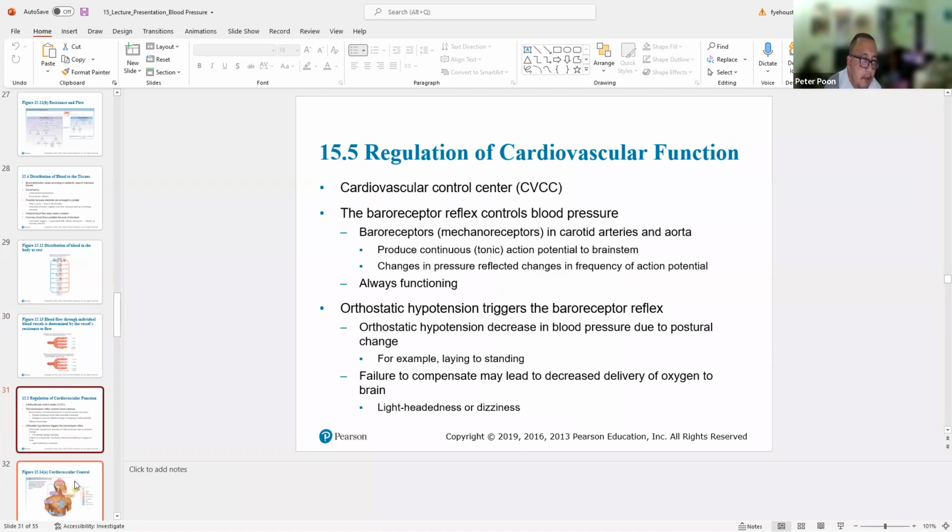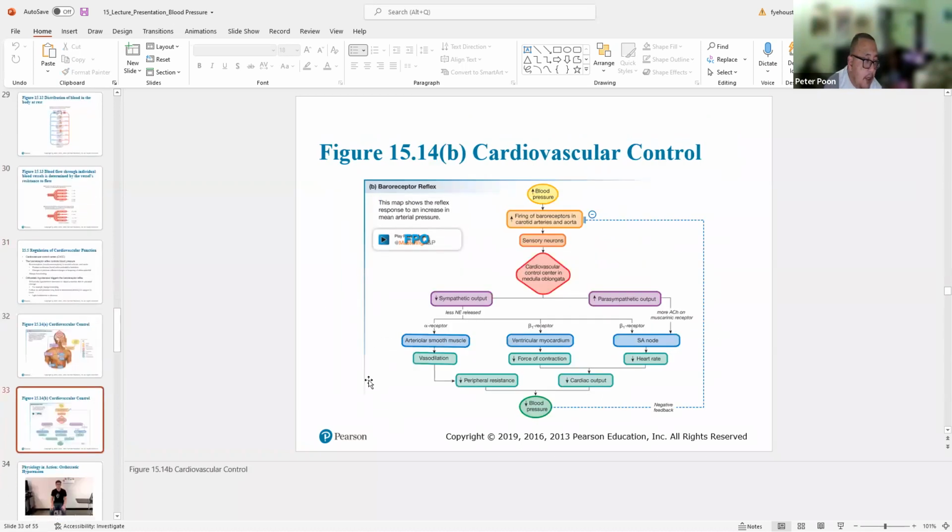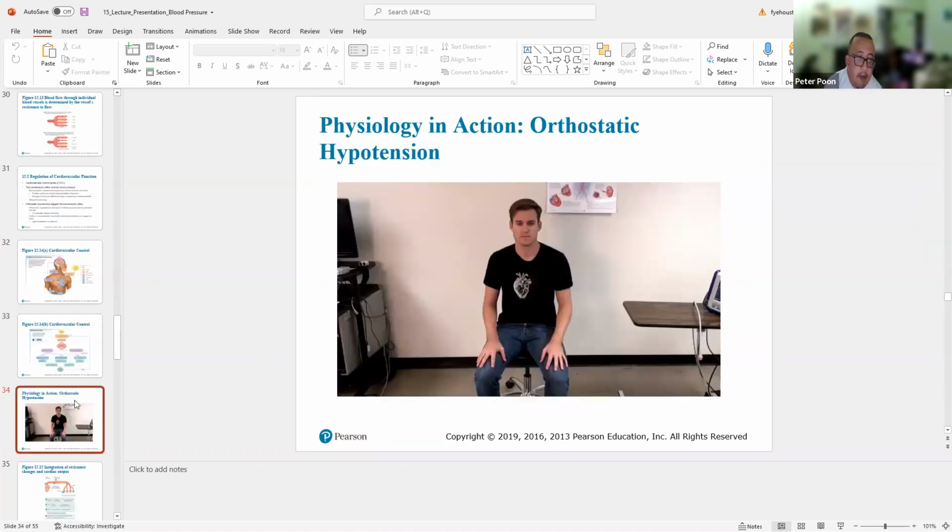So orthostatic hypotension triggers a baroreceptor reflex. Let's take a look at what that actually means. I'm going to skip forward here and talk about the first part. Share, oops, I'm going to make sure I share sound.